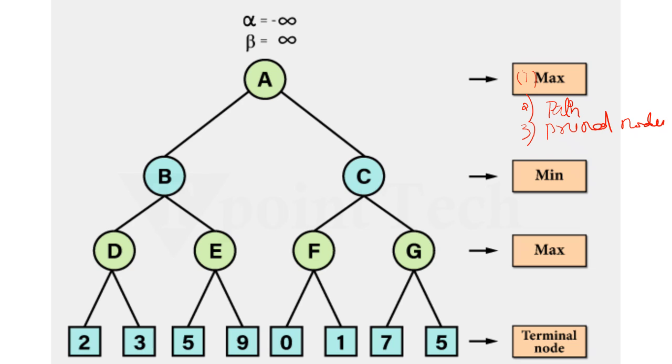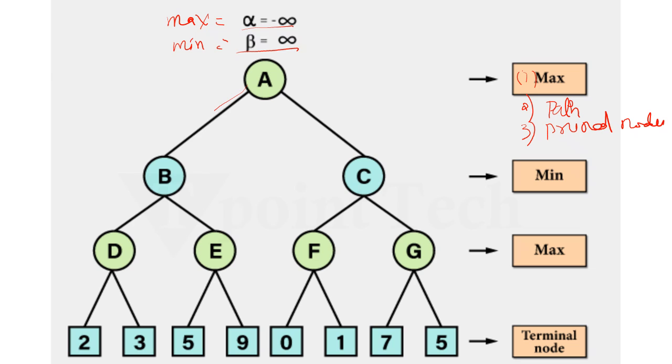First, we have to assign the initial values of alpha and beta. The initial value of alpha is minus infinity. The initial value of beta is plus infinity. We know that max means alpha and min means beta.